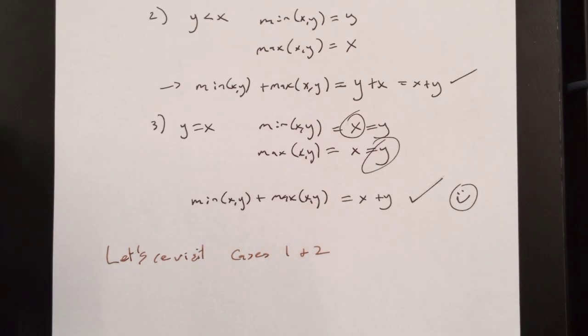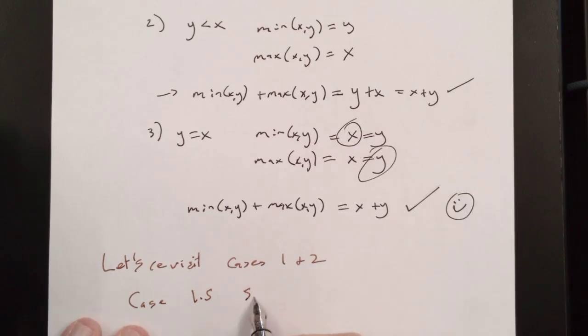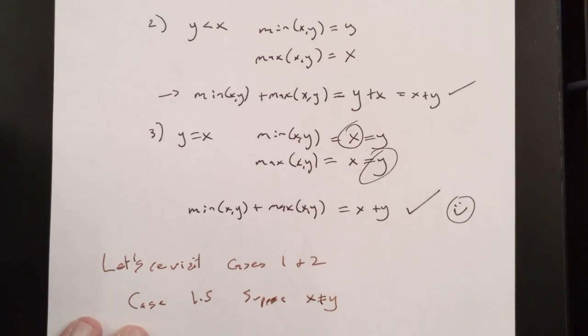The only thing I know about cases 1 and 2 is there's one thing that's not allowed. What's the one thing that is not covered in either case 1 or case 2? They're equal. So I'm going to call this case 1.5. They're not equal. Suppose x is different from y.